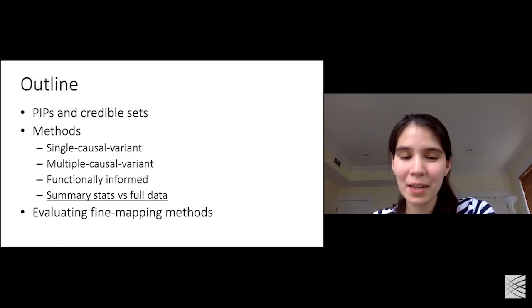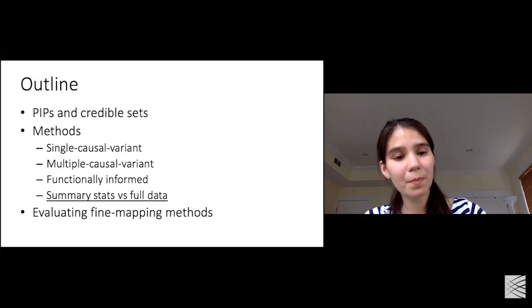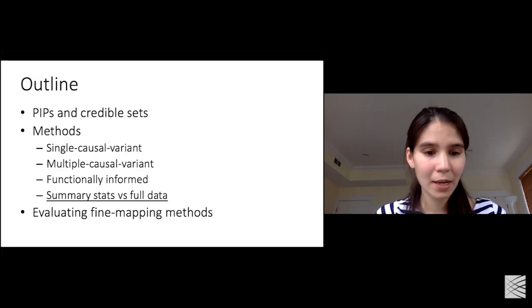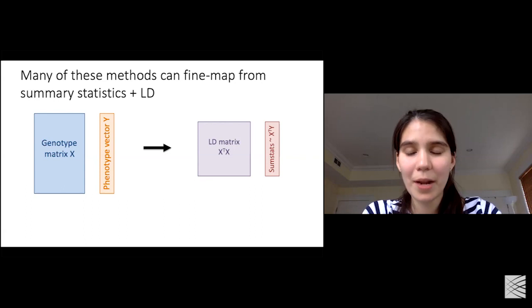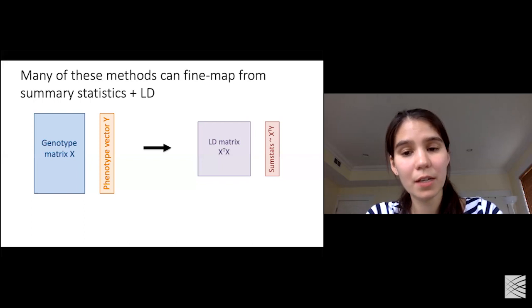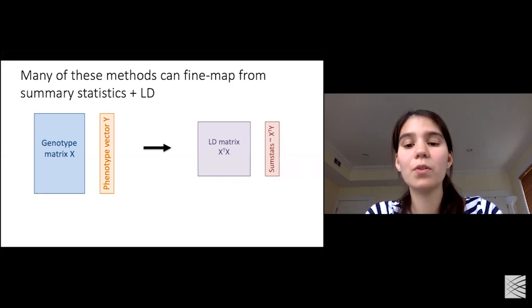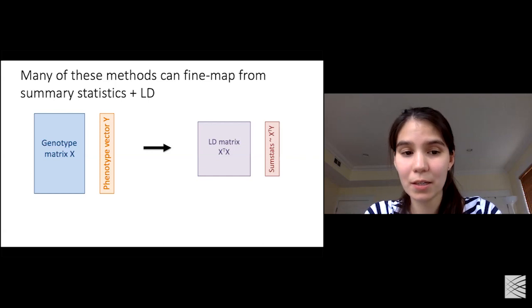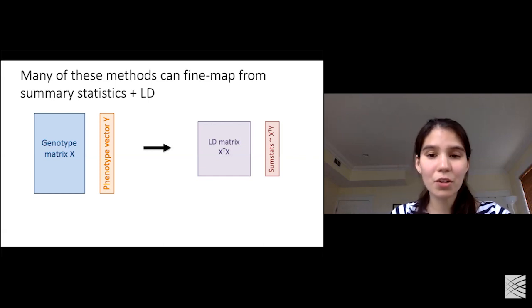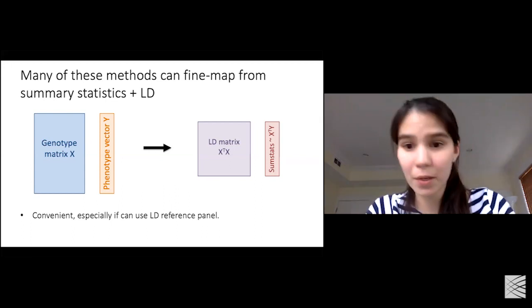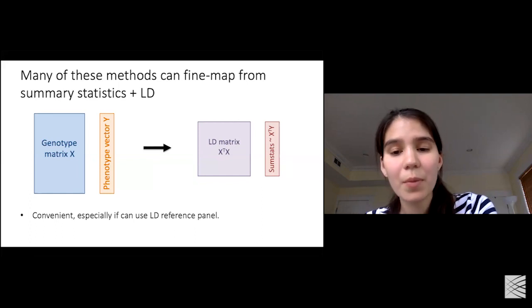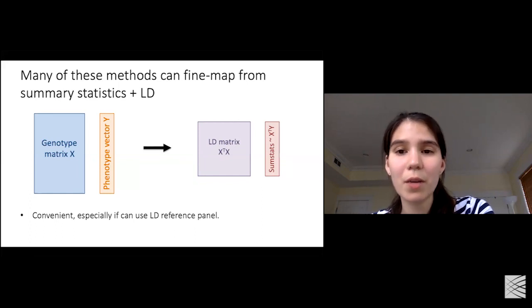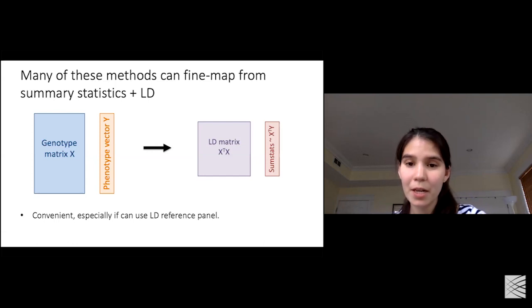Great. All right, so then maybe I'll say a few words about summary statistics. Many of the methods that I've described, I haven't been differentiating so far, but many of them, rather than requiring your full genotype matrix and phenotype vector, can actually be run given only your LD matrix and summary statistics. This is convenient because depending on what your sample size is and how you're defining your loci, the LD matrix can be a good bit smaller. But it's particularly convenient if you can estimate patterns of LD from a reference panel.